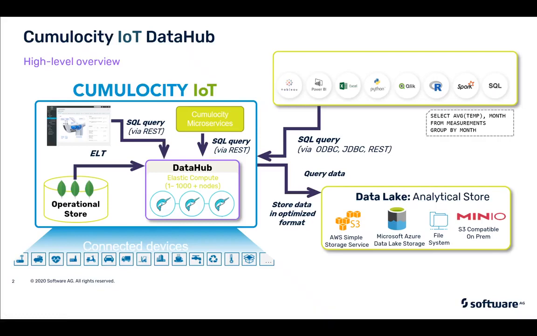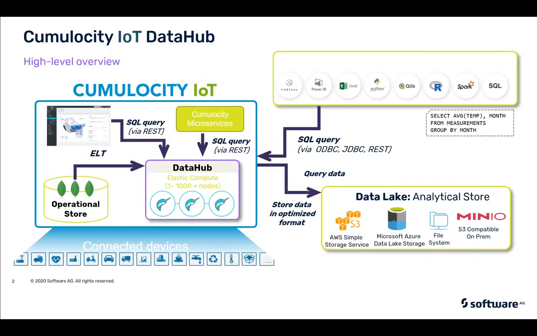the Data Hub extracts all IoT data on a scheduled and incremental basis from the Cumulocity IoT platform and optimizes and stores it for analytical queries into a dedicated data lake of choice, such as, for example, an Azure Data Lake, AWS S3 bucket, or even a local file system with MinIO.